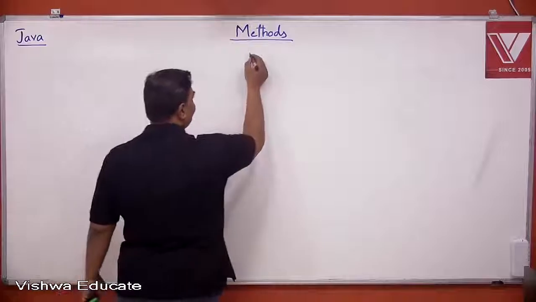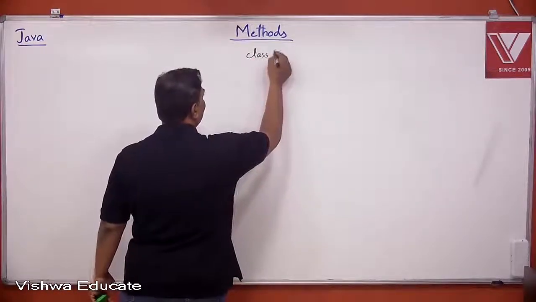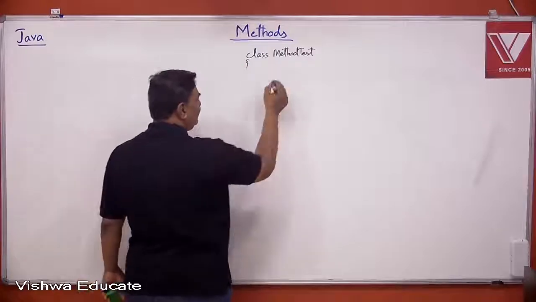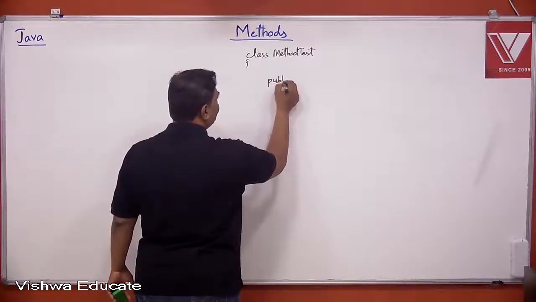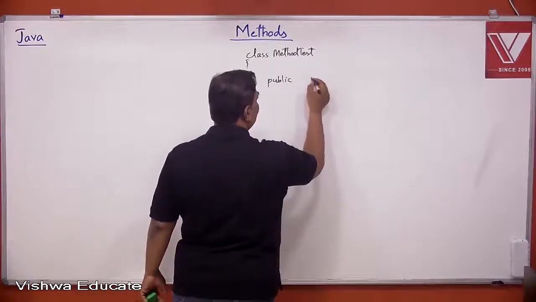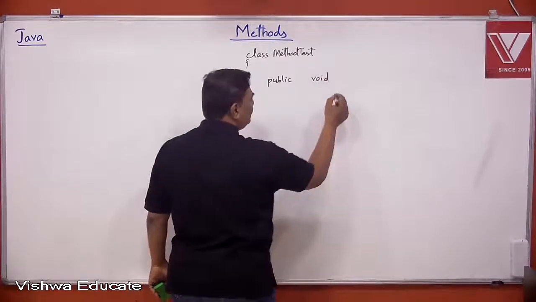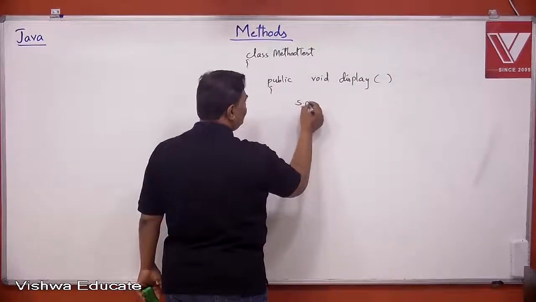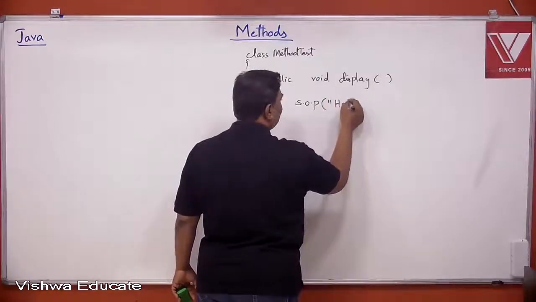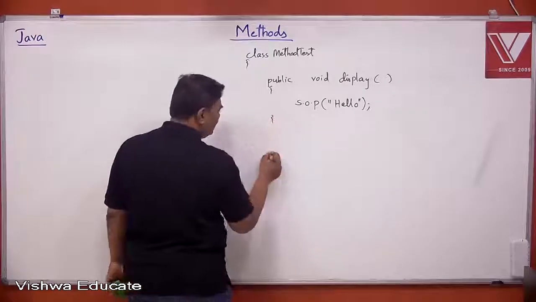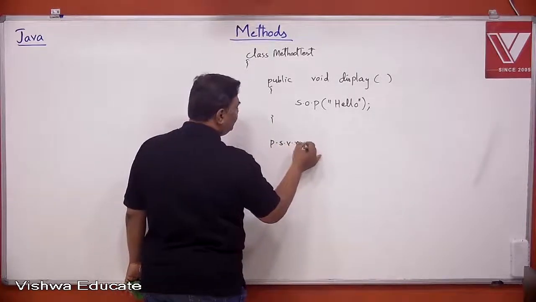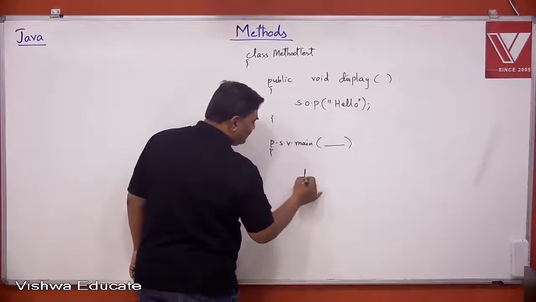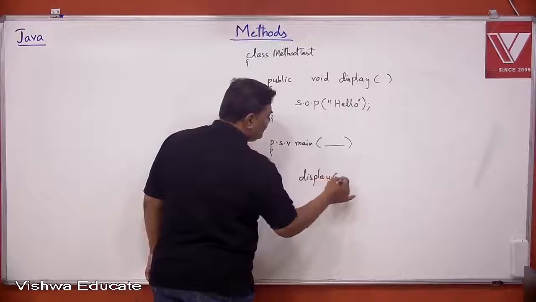Now, first program, class MethodTest, and inside this I will write a method: public void display, no parameters, System.out.println hello. Now public static void main String args, you know this, then from here I will call that method, display.